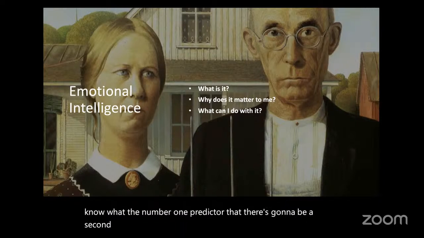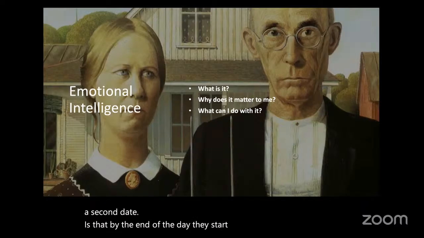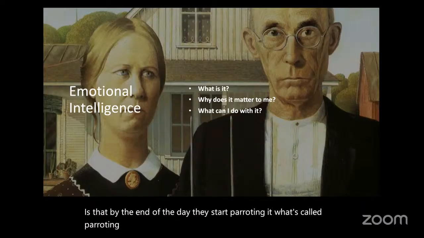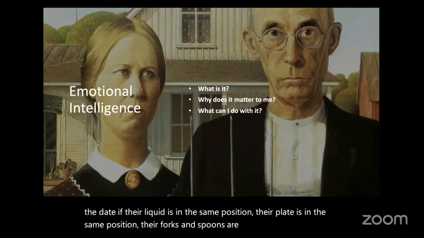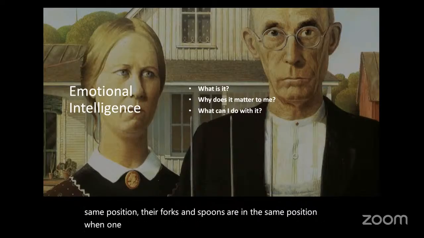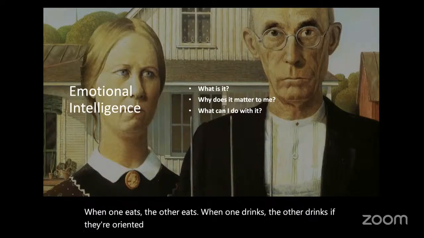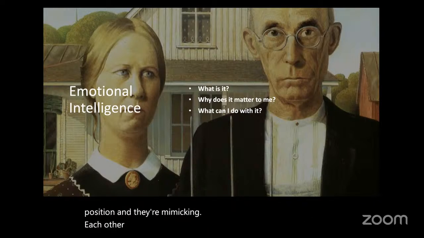But you want to know the number one predictor that there's going to be a second date? By the end of the date, they start what's called parroting each other, meaning they mimic each other. Their liquid is in the same position, their plate is in the same position, their forks and spoons are in the same position. When one eats, the other eats. When one drinks, the other drinks. If they're oriented towards each other, their legs are in the same position, and they're mimicking each other, I guarantee you there's going to be a second date.